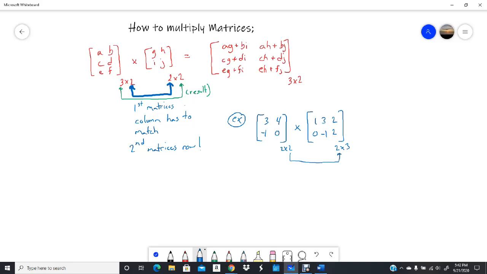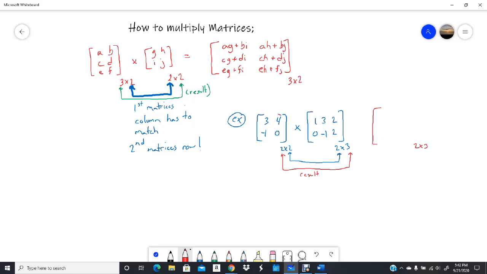row, and it checks. So we can multiply it, and the result, what we're going to get without even doing the calculation, is going to be this. We're going to get a 2 by 3 regardless. That's going to be the result. The matrix we're going to get is a 2 by 3. So let's do the calculations.